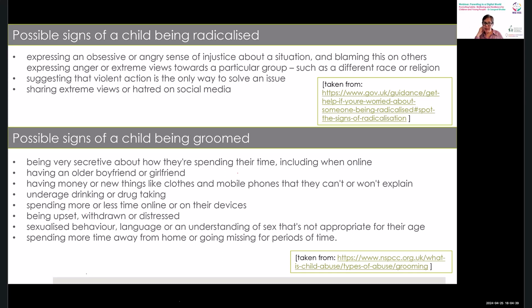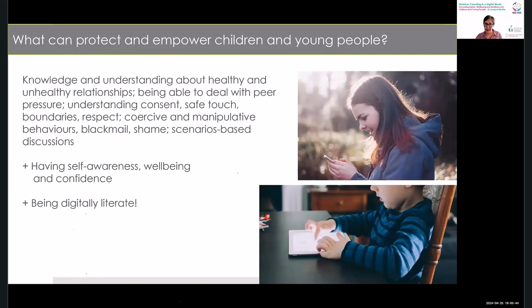In terms of getting radicalized, it could be when they have an obsessive or angry sense of injustice, if they're spending a lot of time online, taking part in certain groups online, especially if they're expressing hate or extreme views. So these are things to look out for. And I think the NSPCC have got some really good resources on this. Similarly, the UK government website has got a lot more on this as well.